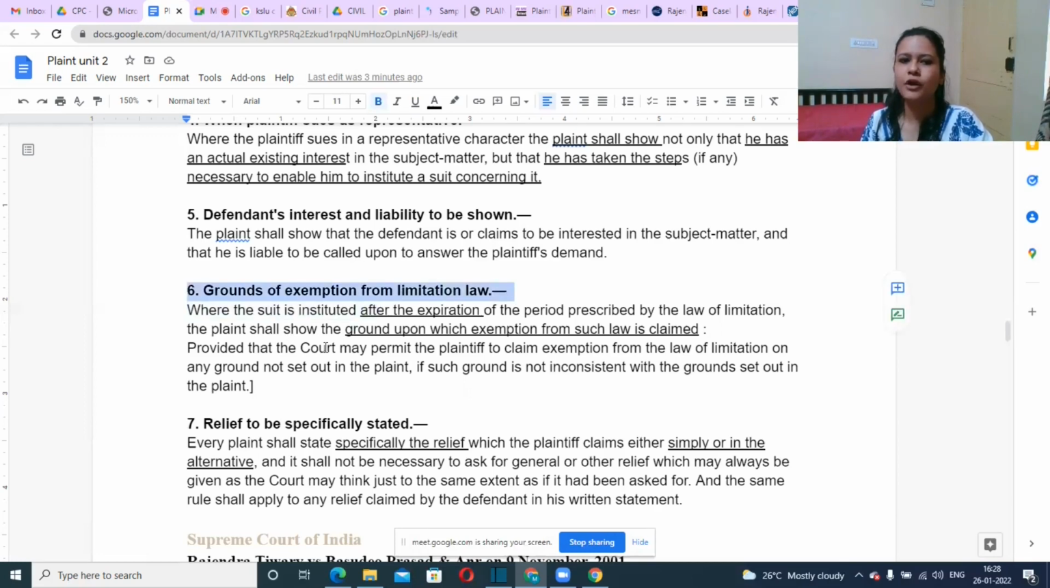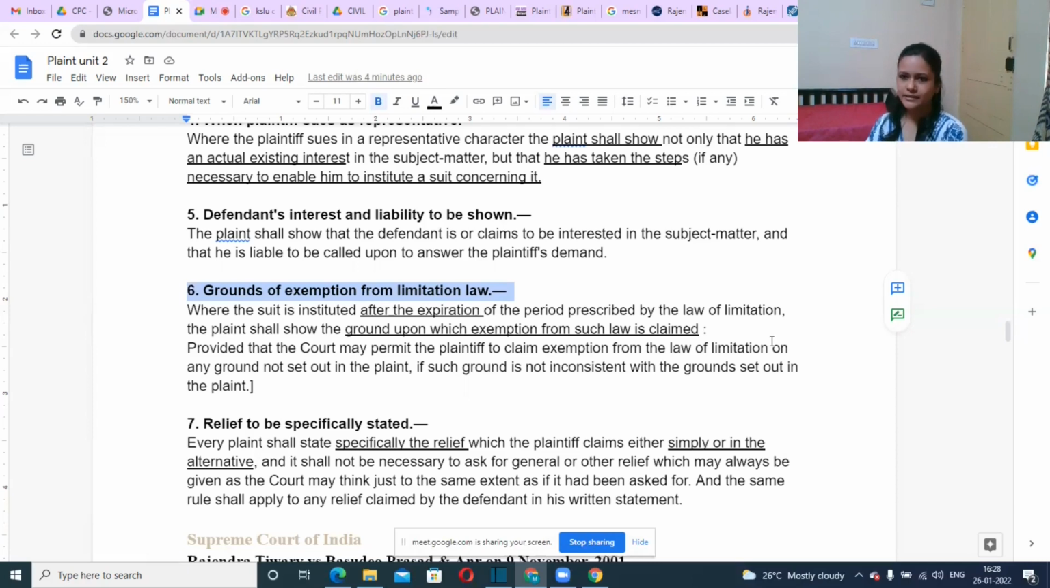Ground of exemption from the limitation, time of limitation. Whatever is the duration of limitation fixed under the Limitation Act, the general rule is that we need to file the case within that prescribed duration only. But in many cases, it may happen that there was a genuine reason as to why I did not approach the court within the prescribed time frame. Do I have a valid ground to ask for condonation of delay or not? If yes, I can file an application for condonation of delay.